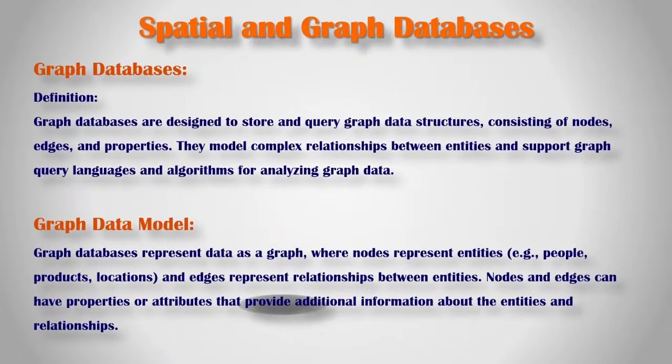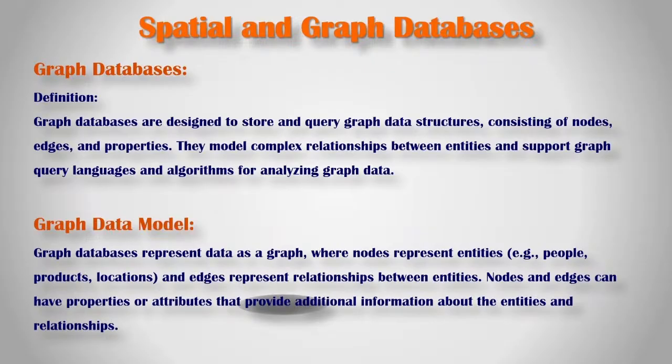Graph databases. Definition. Graph databases are designed to store and query graph data structures consisting of nodes, edges, and properties. They model complex relationships between entities and support graph query languages and algorithms for analyzing graph data.